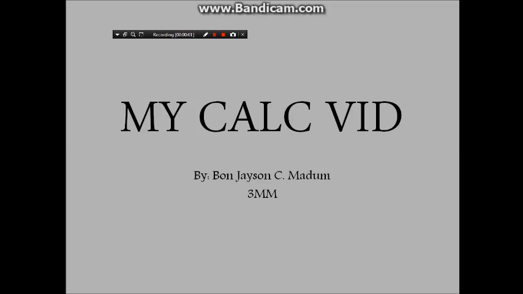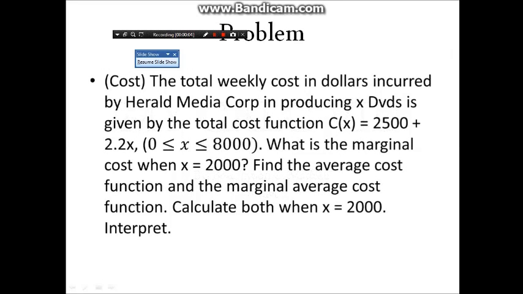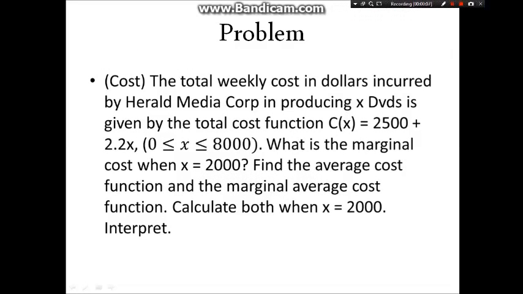So, the problem is the total weekly costs in dollars incurred by Herald Media Corp in producing x DVDs is given by the total cost function C of x equals 2500 plus 2.2x, given that x is greater than or equal to 0 and less than or equal to 8,000. What is the marginal cost when x is equal to 2,000? Find the average cost function and the marginal average cost function. Calculate both when x equals 2,000. Interpret.